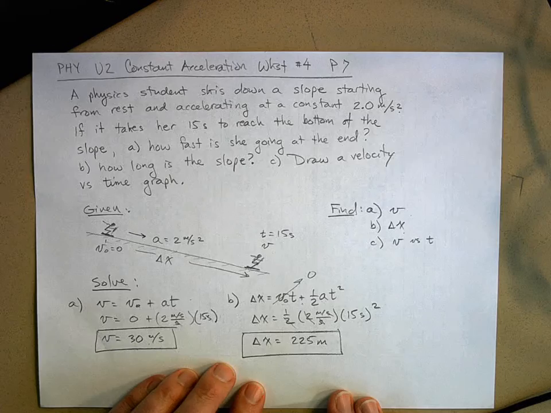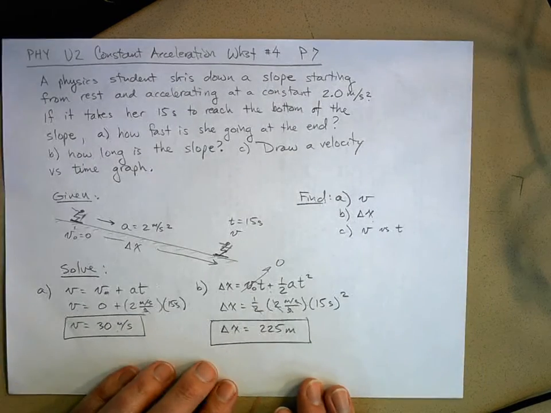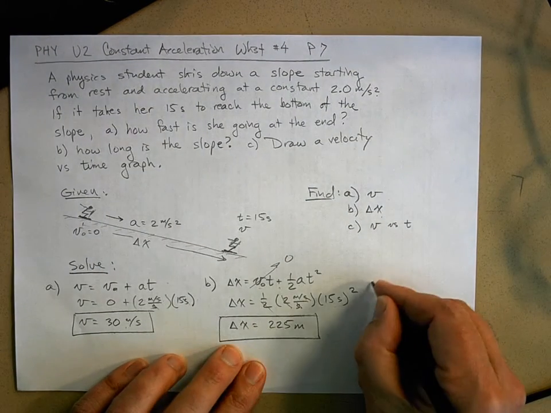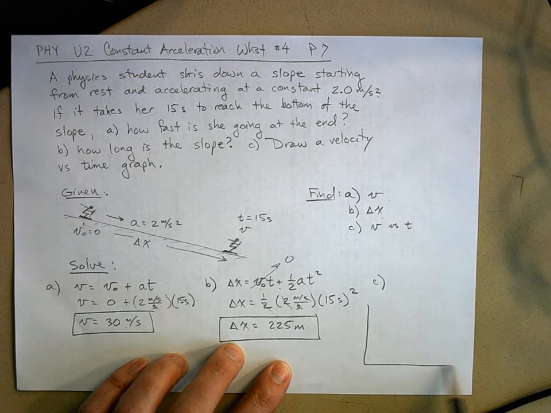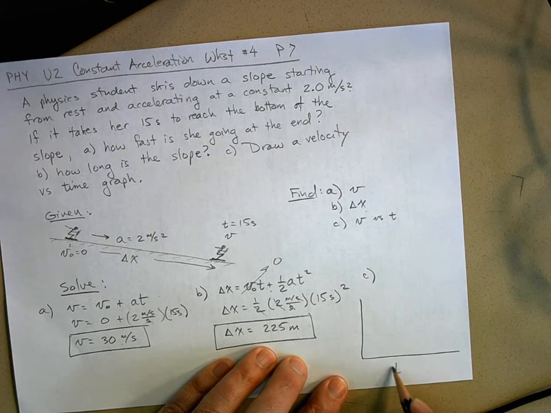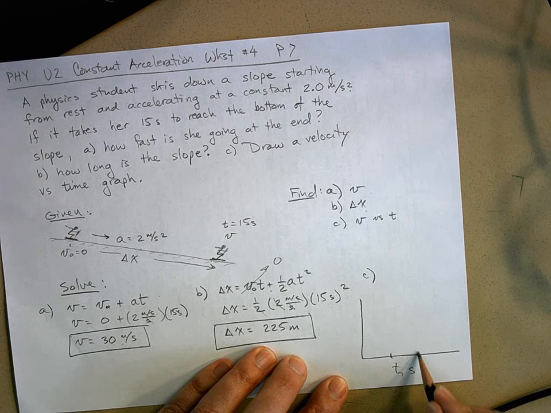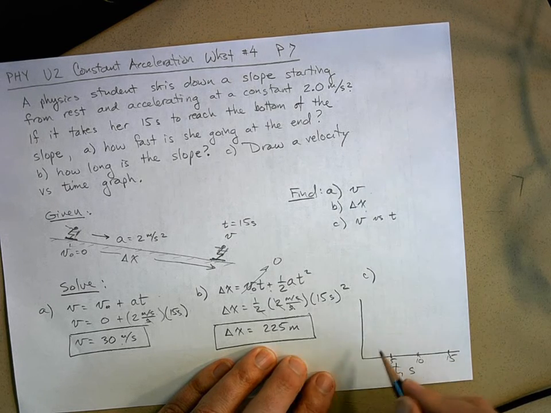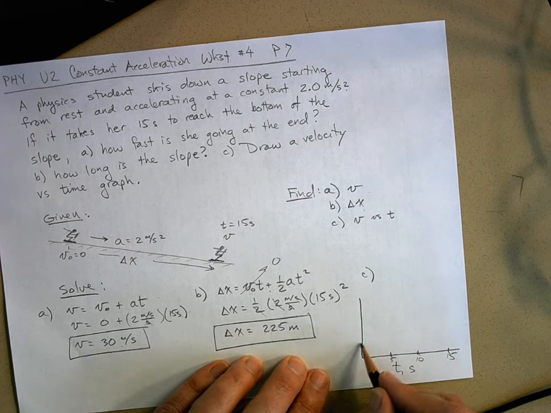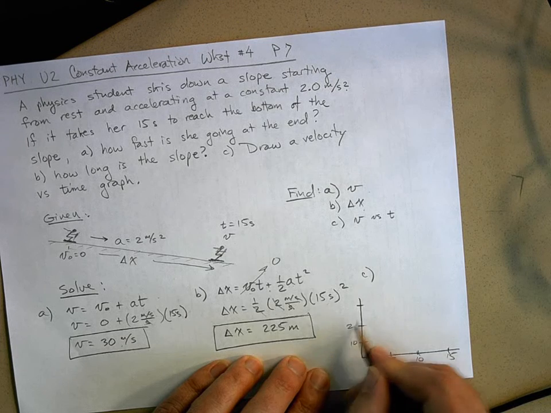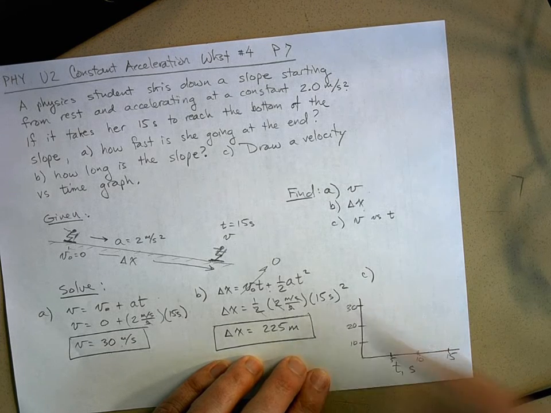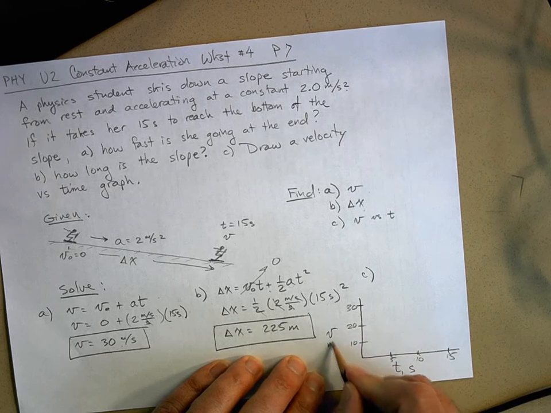And I think I have just enough room here to squeeze in part C. Velocity as a function of time. Pretty easy graph. So I'll just go 5, 10, 15. And then I'm going to go from 10, 20, 30. And this is velocity in meters per second.